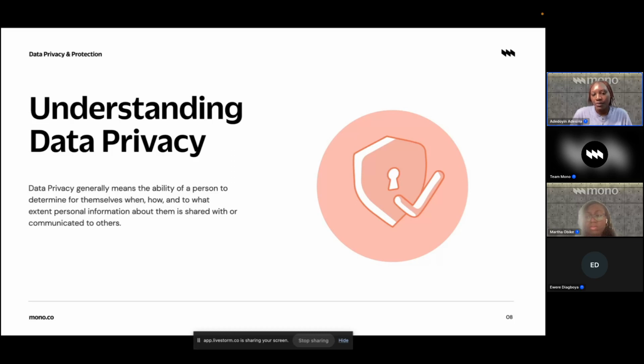So data privacy and data protection are often used interchangeably, but data privacy on its own means who has access to my data. It defines very clearly when, how, and to what extent you're sharing your personal information with either businesses or regulators. While data regulation can be defined as the tools, the policies, the regulations that define the relationship between data subjects, which are your customers or your end users, and you as a service provider.